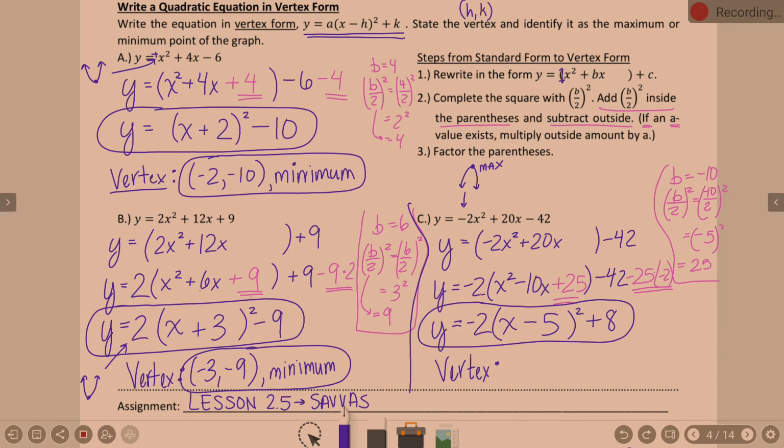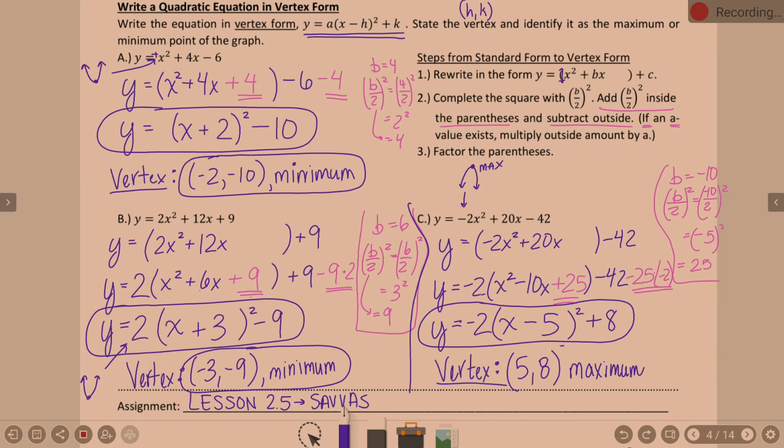You got a vertex for me? 5, 8. Okay. This says minus 5, so we're going to use positive 5 and then positive 8. That's a maximum, because if you look at your final answer, A is negative, right? A negative A value tells me that this is upside down. That puts my vertex at the top as a maximum.